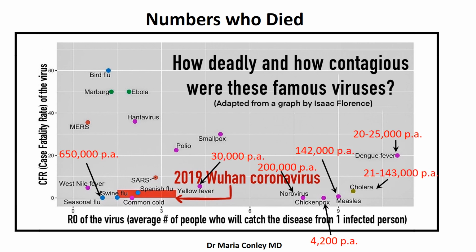If you look at the numbers who get these diseases every year and then die from it, you can see here that I've shown that seasonal flu is about 650,000 per annum who die from seasonal flu. If I was to add in Spanish flu, which of course doesn't repeat every year, it's between 50 and 100 million in total during the 1 to 2 years of that epidemic.